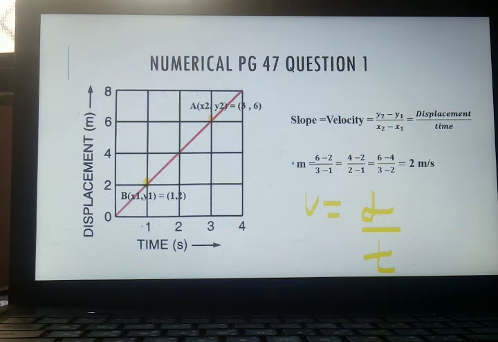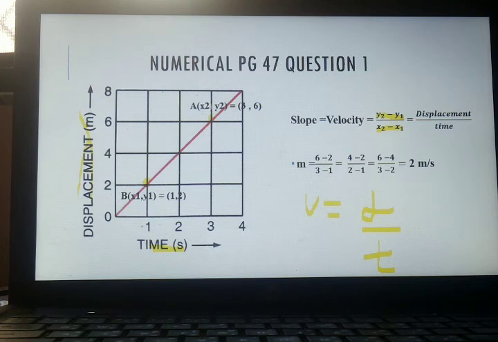Displacement is on the y-axis and time is on the x-axis. So we will be plotting y2 minus y1, which is displacement, and x2 minus x1, which is time. So the formula is y2 minus y1 upon x2 minus x1. We have to choose any 2 points lying on this line, so we have chosen A and B.